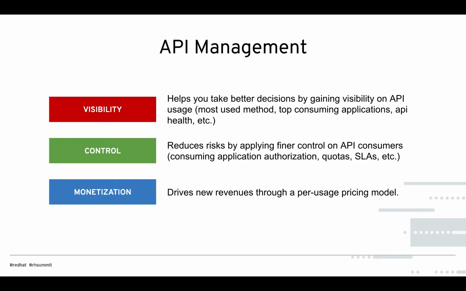Visibility, to help you take better decisions by gaining visibility on API usage: most used methods, top consuming applications, API health, and so on. Control, to reduce risks by applying finer control on API consumers: consuming application authorization, quotas, SLAs, and so on. Monetization, to drive new revenues through a per-usage pricing model.